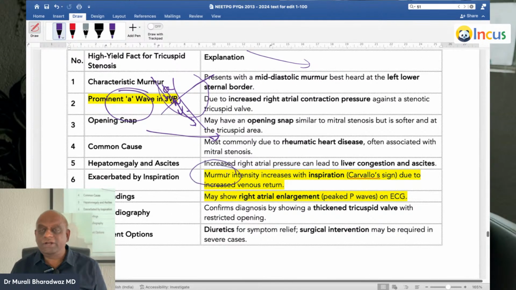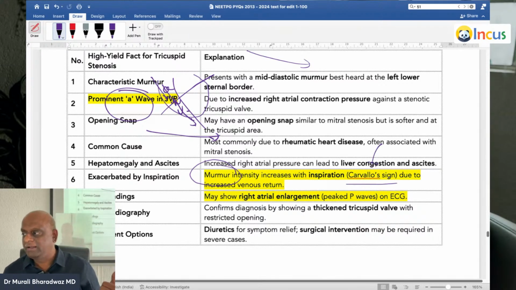And the murmur intensity will increase with inspiration because the tricuspid valve is a right-sided valve. Whenever you are taking inspiration, there is a negative intrathoracic pressure which will suck the blood from the body into the heart, into the right side of the heart. That's the reason right-sided murmurs typically increase in intensity with inspiration. What is that phenomenon called, doctor? Carvallo sign is what you need to remember.